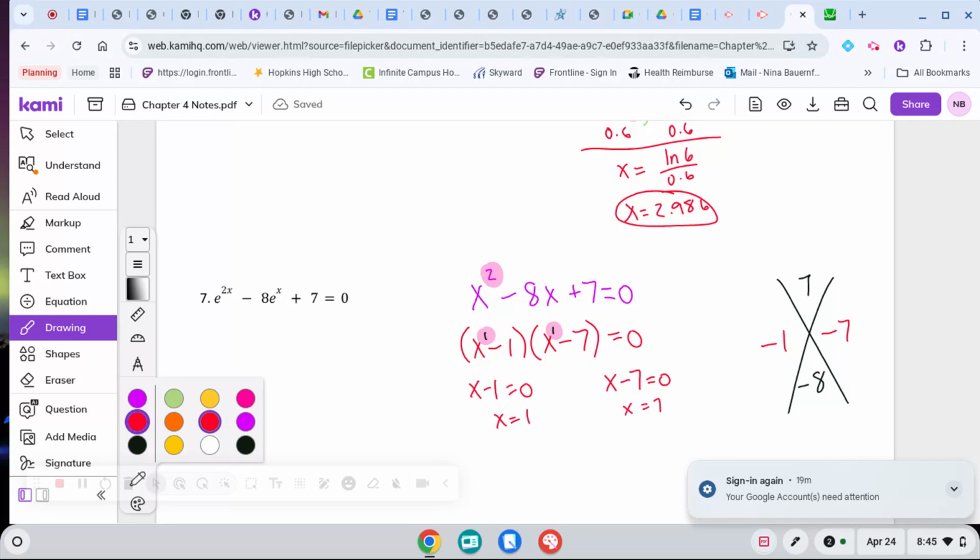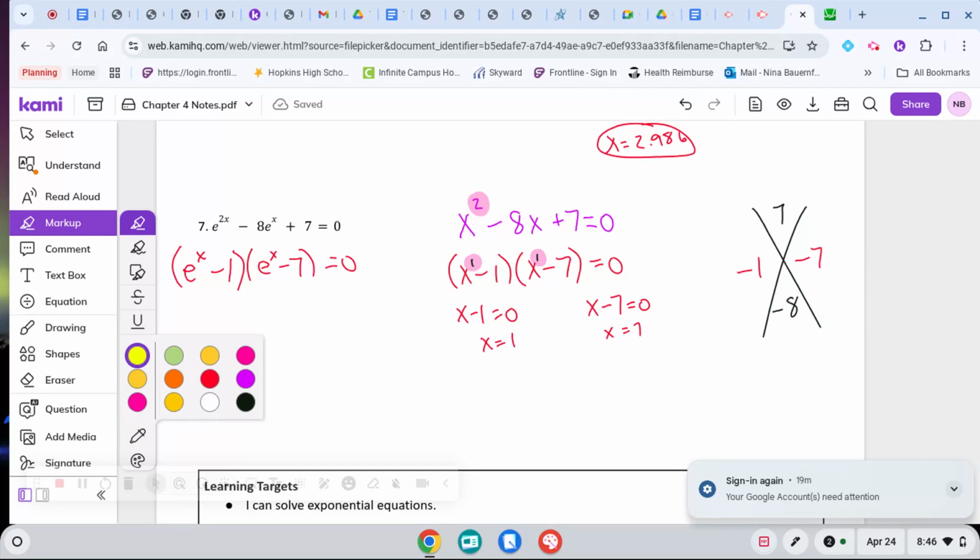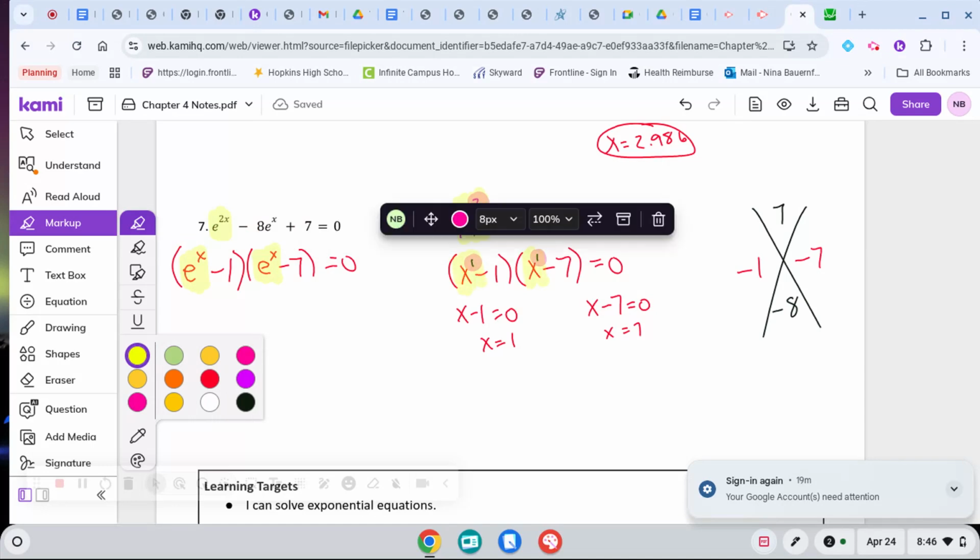It is the same thing, except here we have e to the x, so we're going to finish it up a little differently. So what we're going to do is we're going to say, instead of x minus 1, we're going to say e to the x minus 1. And then we're going to do e to the x minus 7. That equals 0. Okay, so take a moment. This thing got cut in half, same base, but half the power. Just like here, this thing got cut in half, same base, but half the power. Okay?